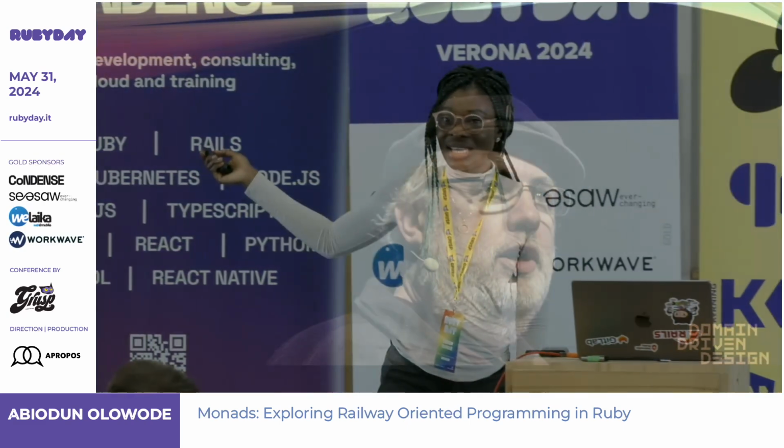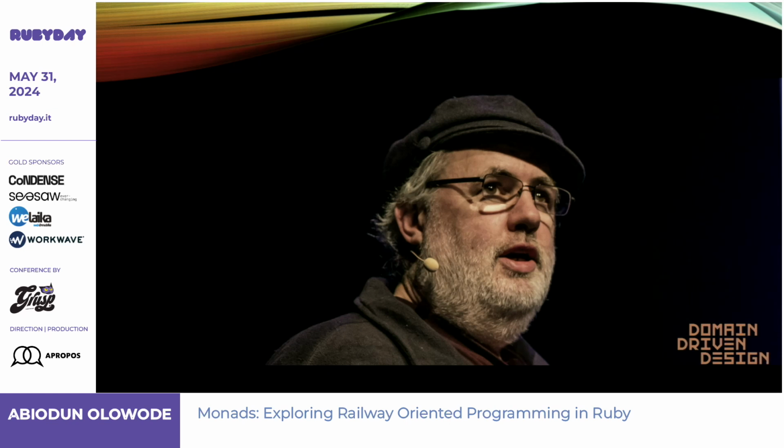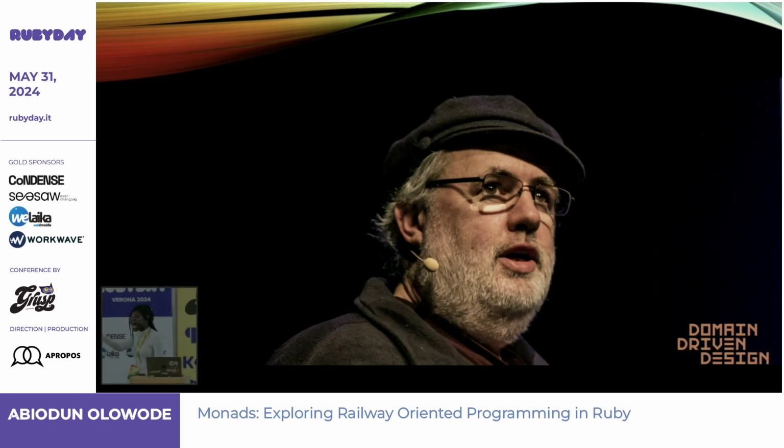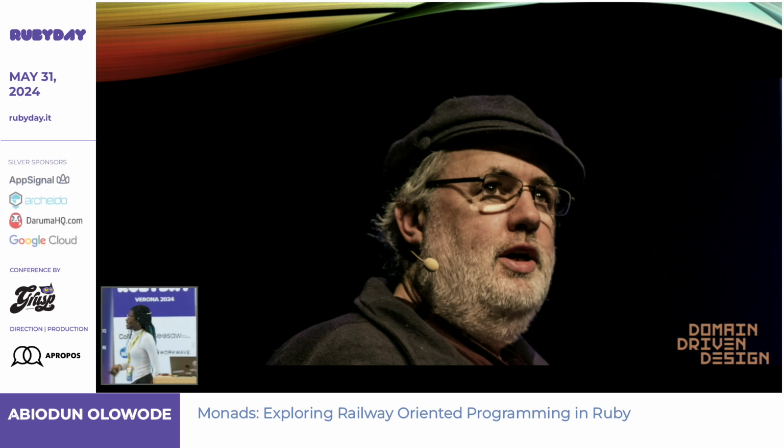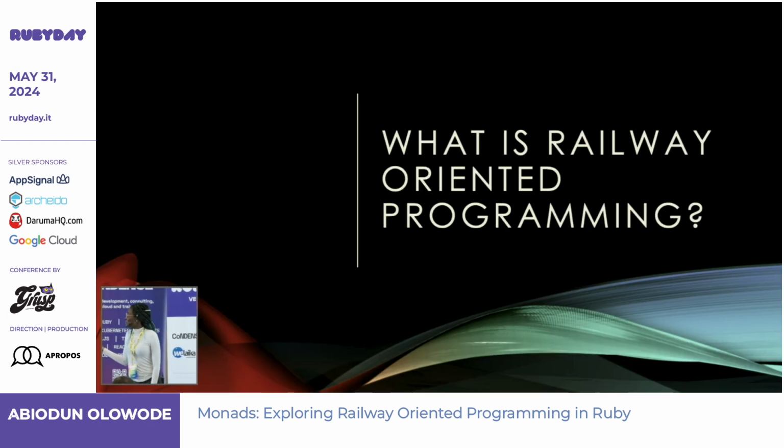How many people know this guy? One person. Okay, so this is Scott. His name is Scott Wlaschin. He's the author of the book Domain Modeling Made Functional. Amazing book. But interestingly, he's also the inventor of the term ROP. Yeah, I'm not going to say railway-oriented programming. I just said it. So what is ROP?